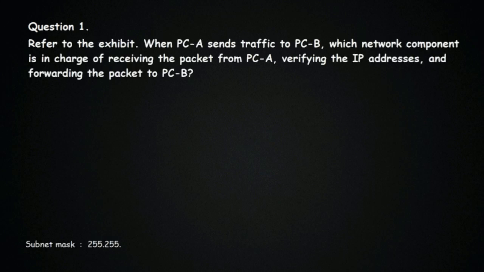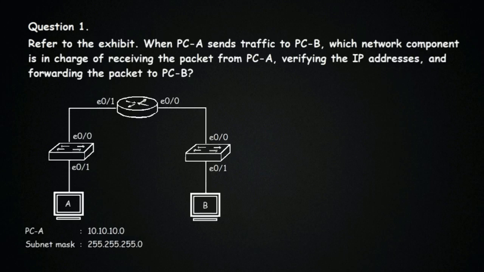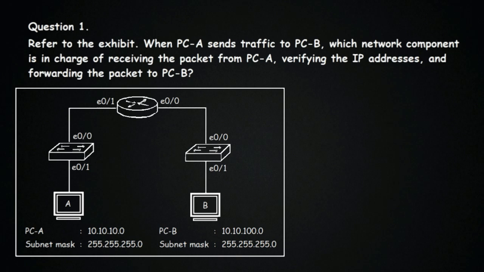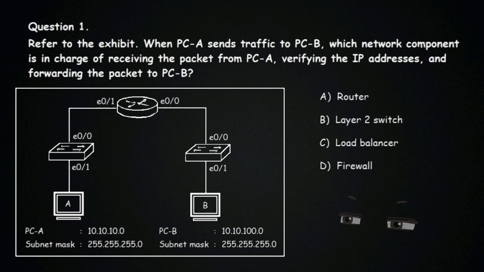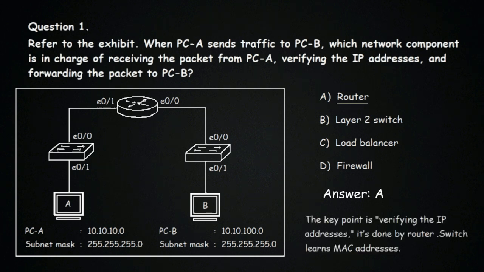Question 1. Refer to the exhibit. When PCA sends traffic to PCB, which network component is in charge of receiving the packet from PCA, verifying the IP addresses, and forwarding the packet to PCB? Options. Correct answer is A. Router. The key point is verifying the IP addresses. It's done by router. Switch learns MAC addresses.